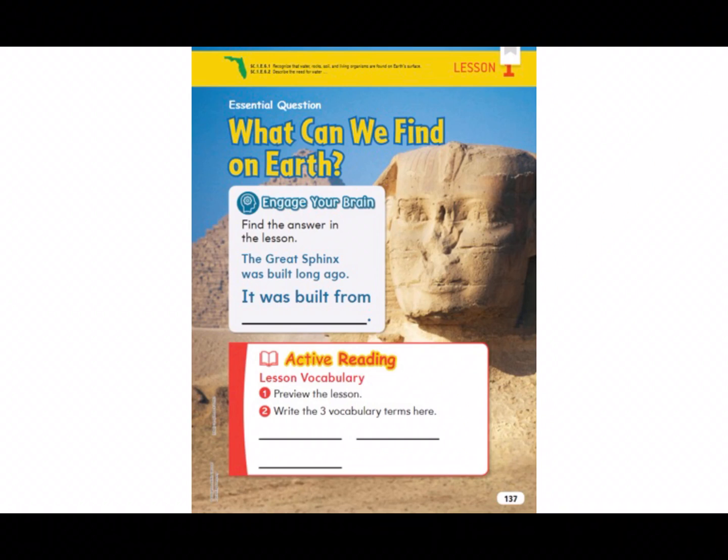We are now working in Unit 4. This is Lesson 1 in your science workbook. Unit 4 is all about Earth's resources. And Lesson 1 is, what can we find on Earth? So as we're reading, think about this question.